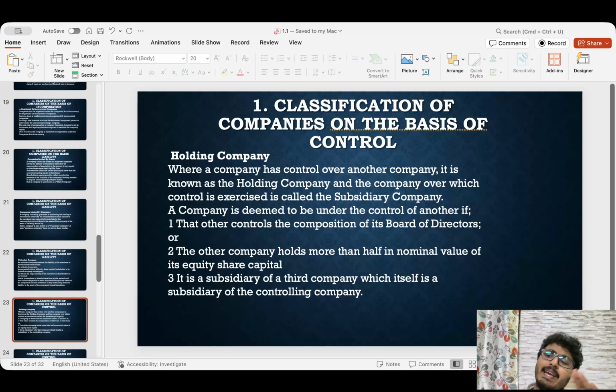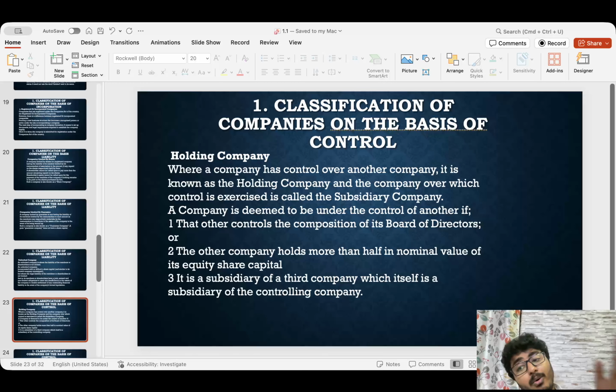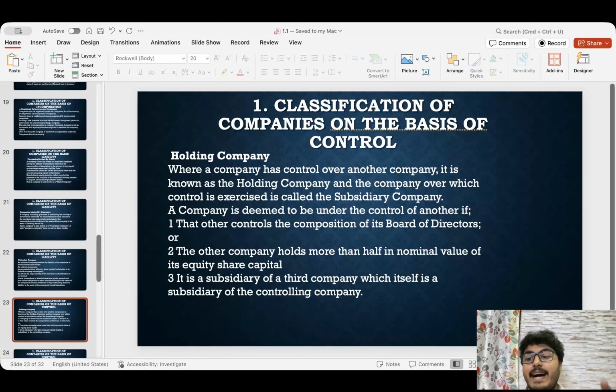Control may exist when the holding company controls the board of directors of the subsidiary company, or the holding company holds more than half of the equity share capital of the subsidiary company, or the holding company controls another subsidiary company indirectly. So, holding companies are important in corporate groups and business expansions.